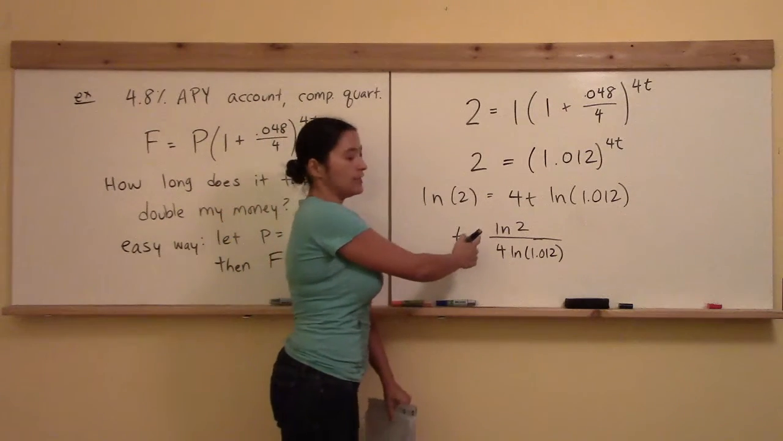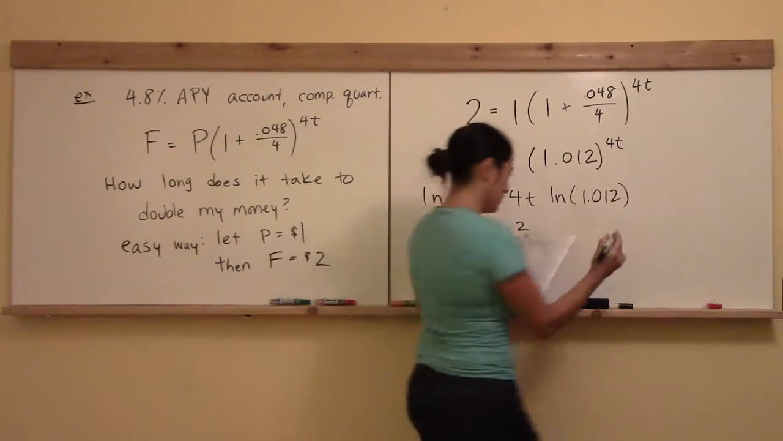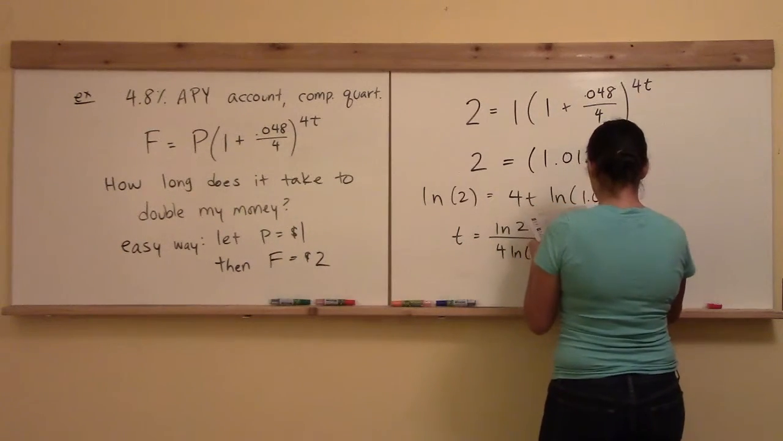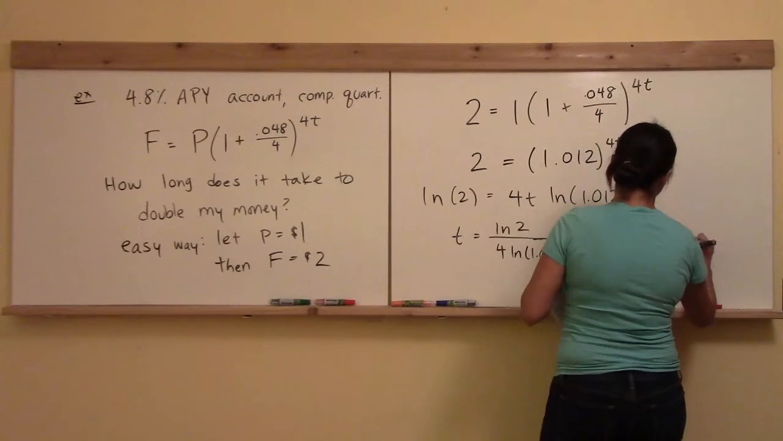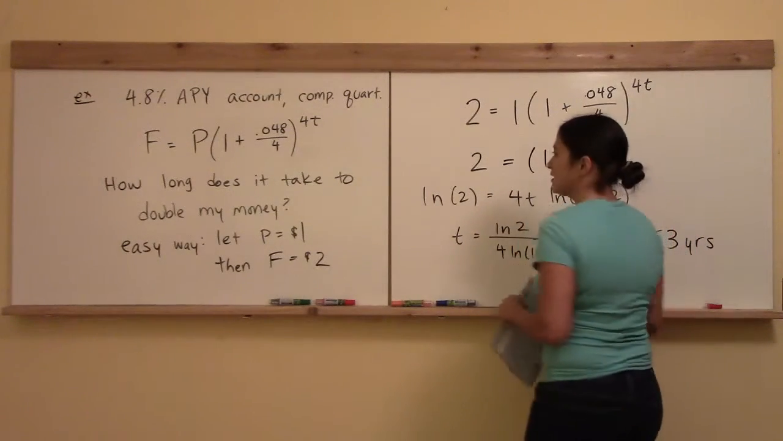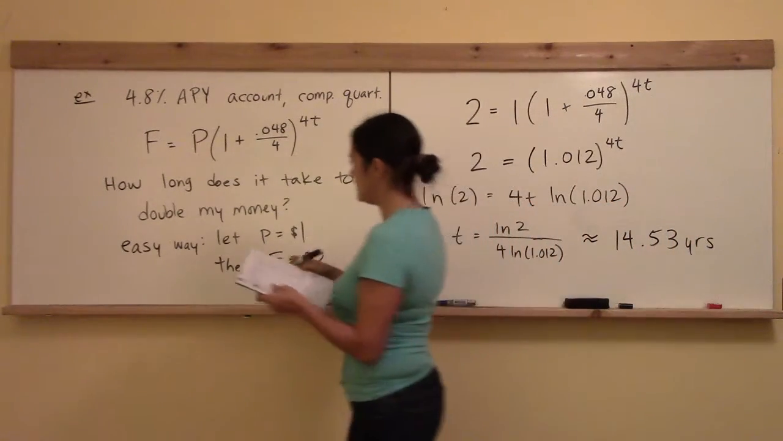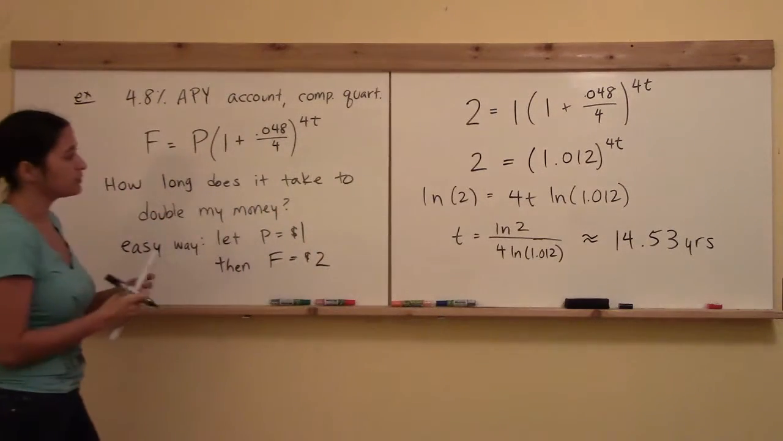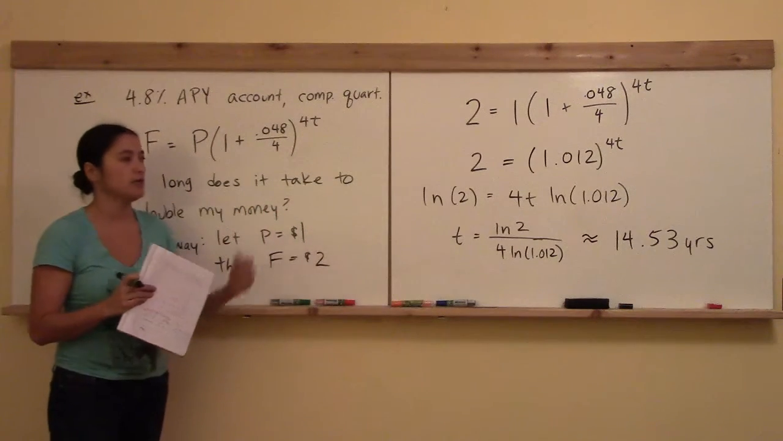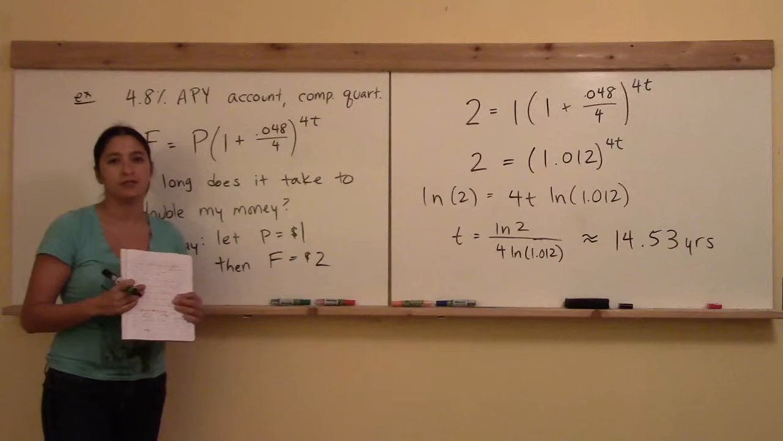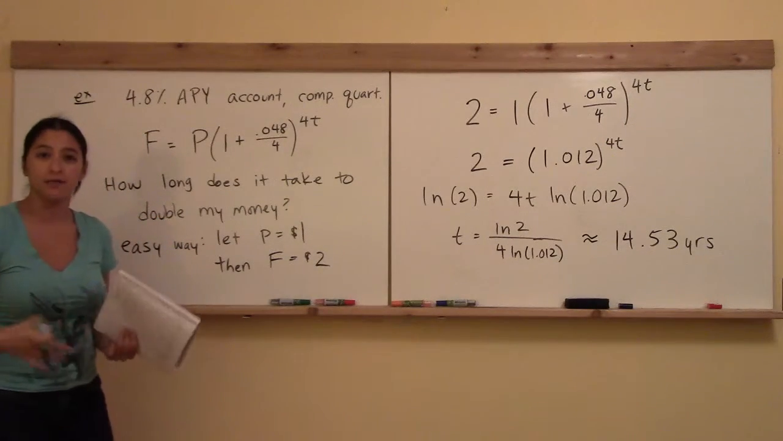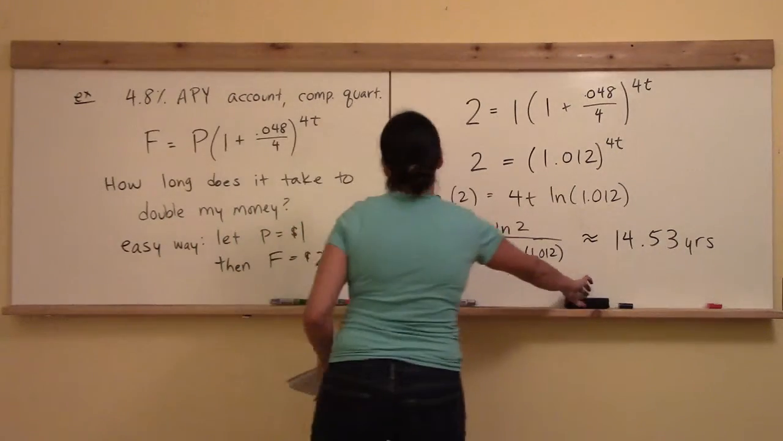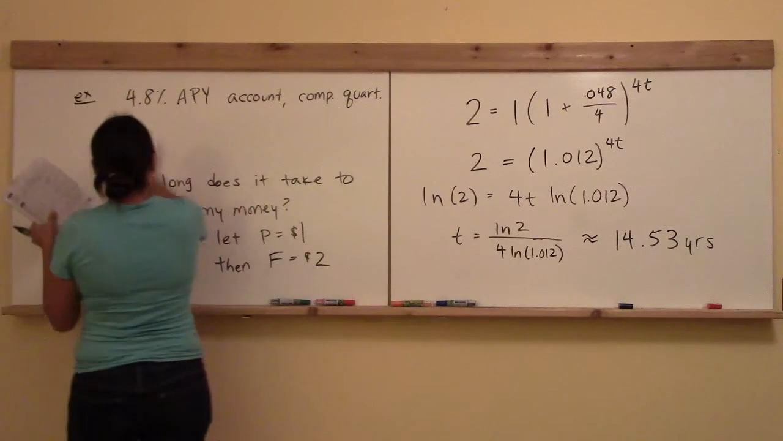This is what I call an exact answer, and an approximate answer is 14.53 years to 2 decimal places. And that answers that question. How long would it take you to double your money? About 4.8% in that kind of account, around 14.5 years. Very useful stuff, right? So let's see if you can try another one of these by yourself.